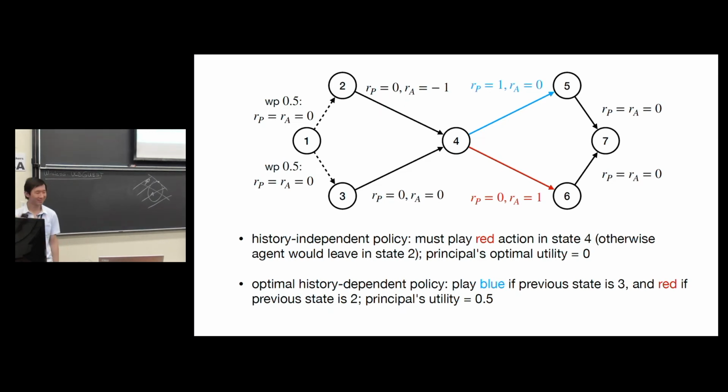On the other hand, if we can be history dependent, what we can do is we look at the past. If the agent came from state 2, we compensate the agent. If the agent came from state 3, we exploit the agent, which means we play the blue action that gives the principal 1 and the agent 0. So in that case, the principal's utility is precisely 0.5, which is infinitely better. Right?